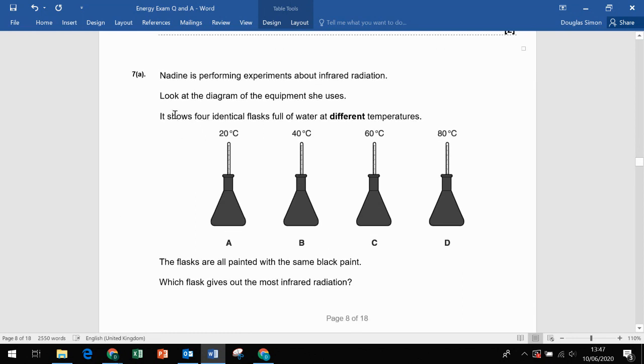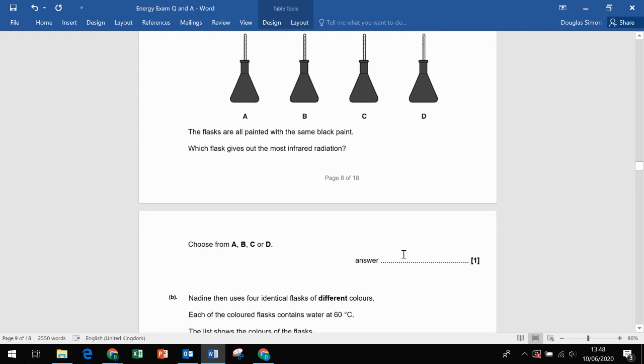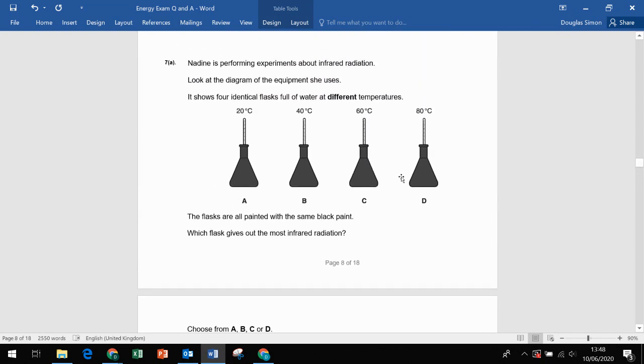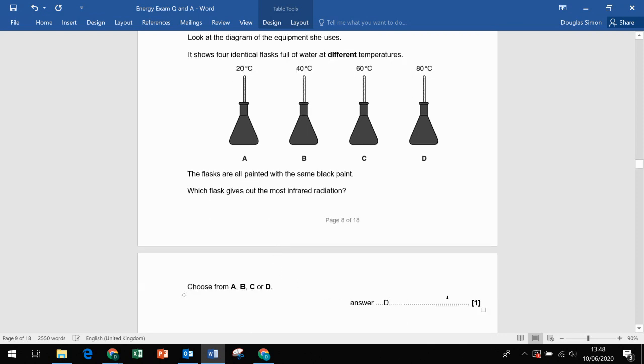All right, 7. Nadine is performing some experiments about infrared radiation. Look at the diagram of the equipment she uses. It shows 4 identical flasks full of water at different temperatures. The flasks are all painted with the same black paint. Which flask gives out the most infrared radiation? So things that are hotter cool down the fastest because they're giving out the most heat. So which is the hottest? It's D. So the answer for this is D because it's the hottest.